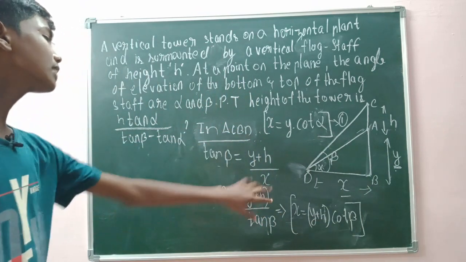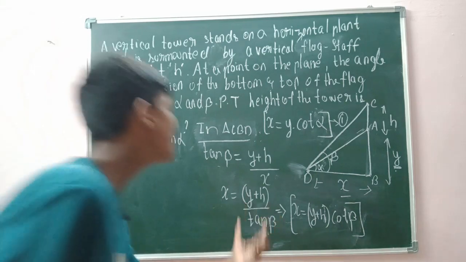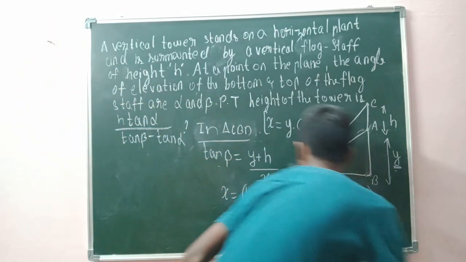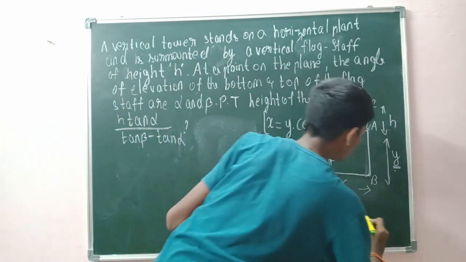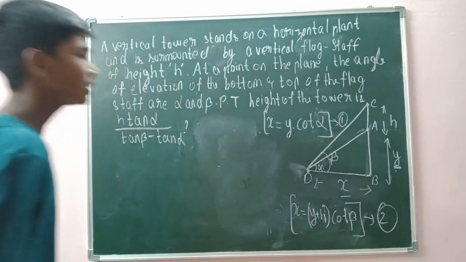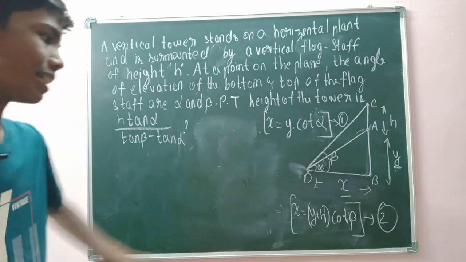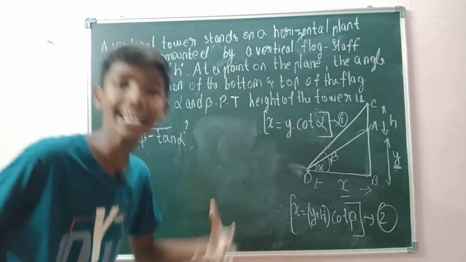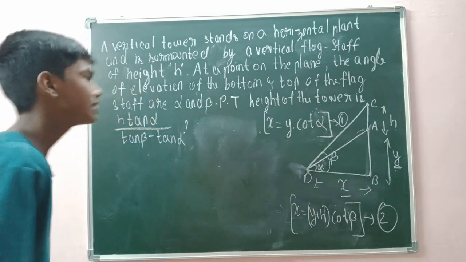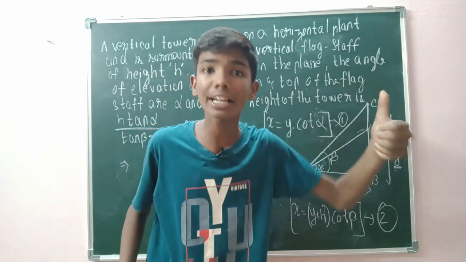Now, just by solving, x will be equal to (y plus h) by tan beta, which implies x is equal to (y plus h) times 1 by tan beta, that is cot beta. Let me take this as equation 2, and the earlier one as equation 1. Now compare these two equations. Both equation 1 and 2 have x on the LHS, so the RHS must be equal.